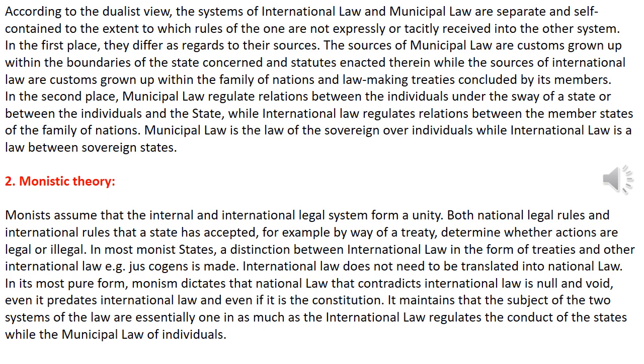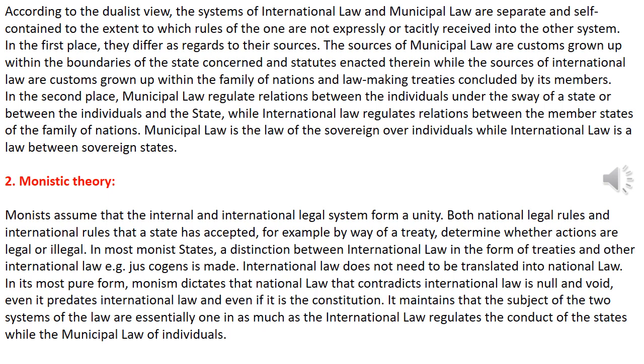In the second place, municipal law regulates relations between the individuals under the sway of a state, or between the individuals of the state, while international law regulates relations between the member states of the family of nations. Municipal law is the law of the sovereign over individuals, while international law is the law between sovereign states. So the dualistic view is that every international law has to be translated into a national law and the people of that nation shall adopt it. Only then is a treaty valid, otherwise it is not valid according to the dualists.